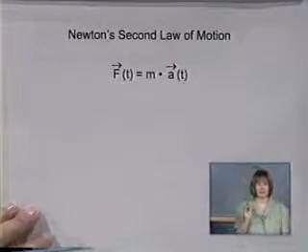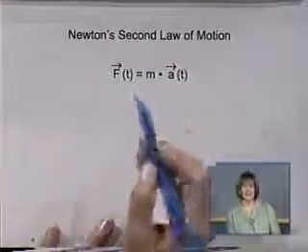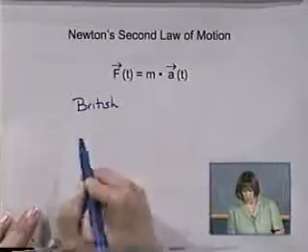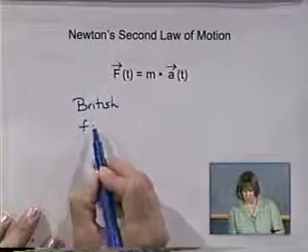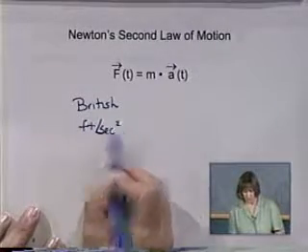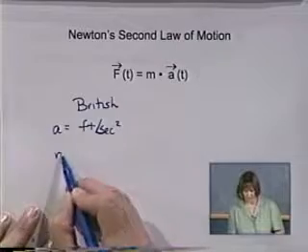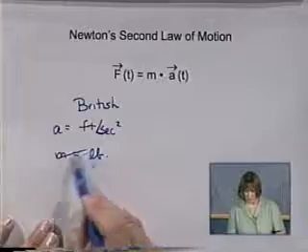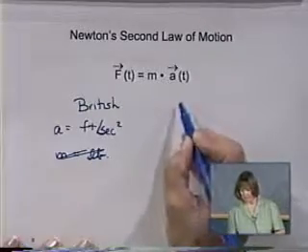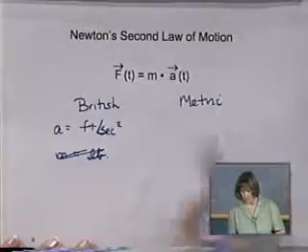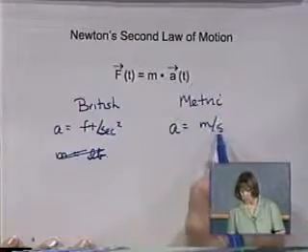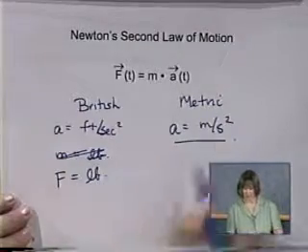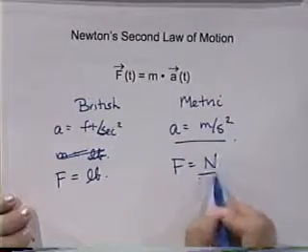Now, in the British system, we're going to use, for acceleration, feet per second squared. For our mass, which we really don't have to worry about, we'll use pounds. Well, it's not even pounds, so we're not going to use that because we're going to use acceleration. In the metric system, we will use meters per second squared for acceleration. The force unit in the British system is pounds. In the metric system, the force unit is newtons.